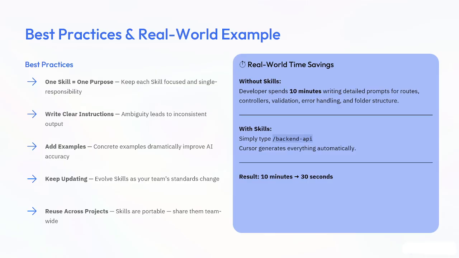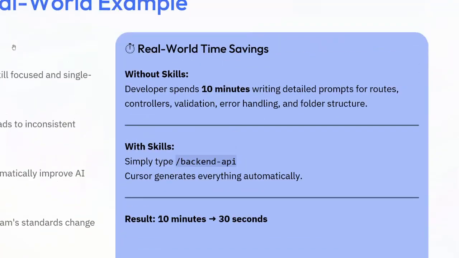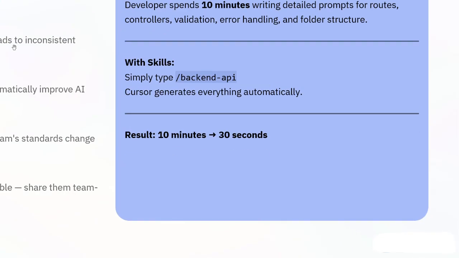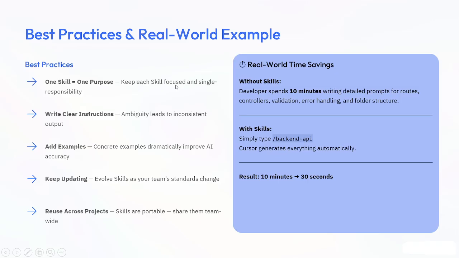Now let's see the real-world impact so that you will get clarity. Make sure to pay attention to this. Without skills, a developer may spend around 10 minutes writing prompts for an API, but with skills they simply type slash backend-api. So Cursor generates everything automatically. It reduces the time from 10 minutes to, I can say, 30 seconds. Don't you think it's a very crazy thing? That's a huge productivity improvement.